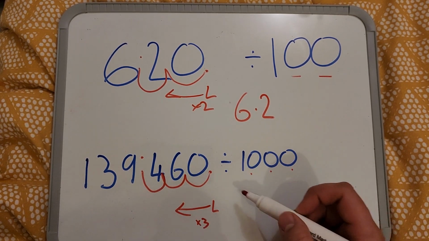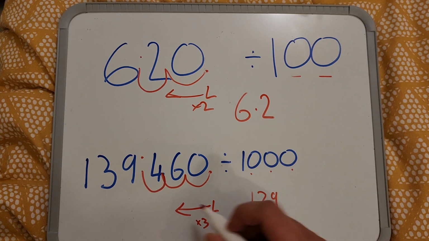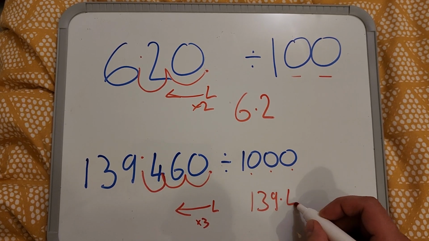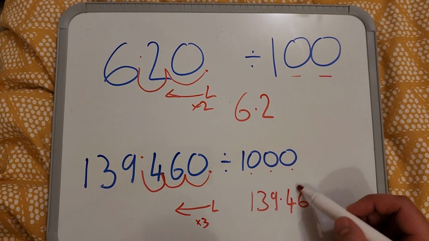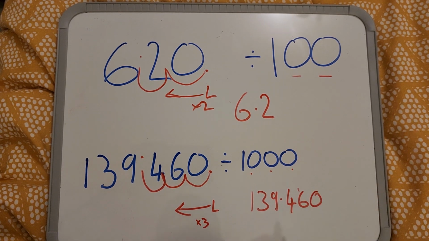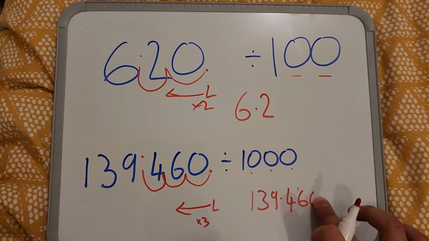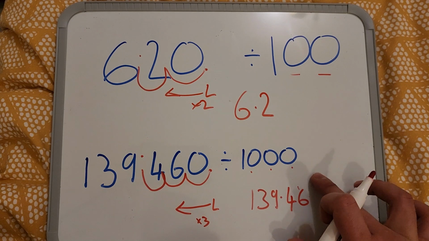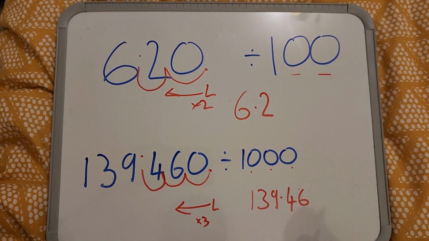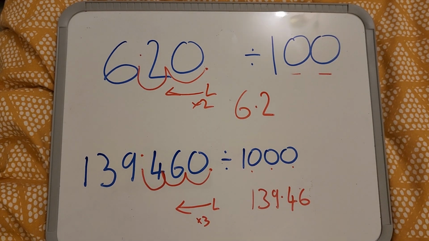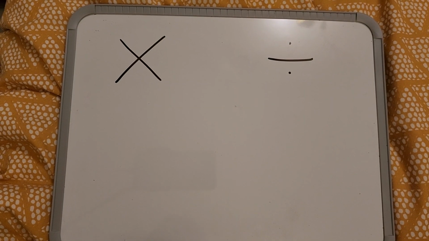So our number ends up being 139.46. And this 0, we can put a 0 here, but it doesn't really matter if we have that 0 there or not. So it's up to you. If you want to put that 0 there, you can do. Otherwise, 139.46 is good enough. So let's have a little recap here.